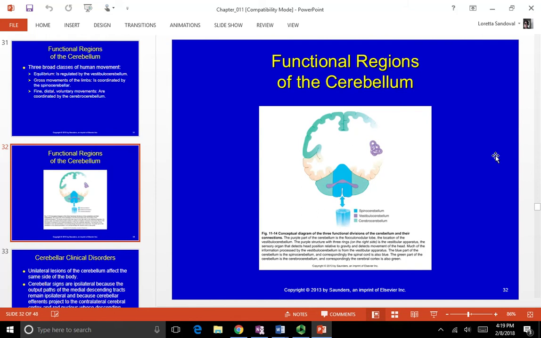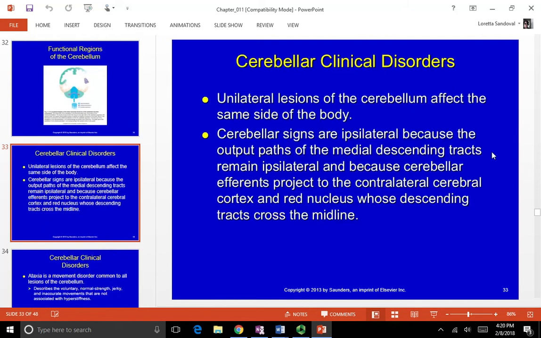It shows the input area, so that little purple squiggle is the vestibular system, and then the little purple area in the cerebellum is the part that corresponds to that. And then the green is the cerebrum, and the green part of the cerebellum is the part that corresponds to that. So it's just a nice visual representation of how things are going on in the cerebellum.